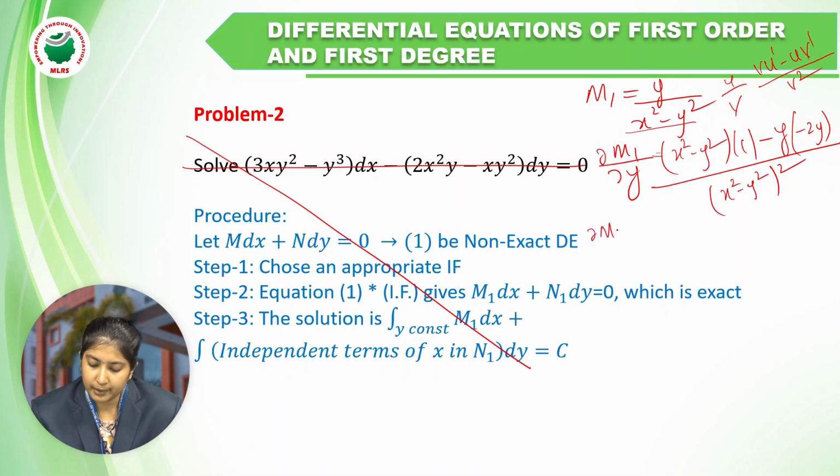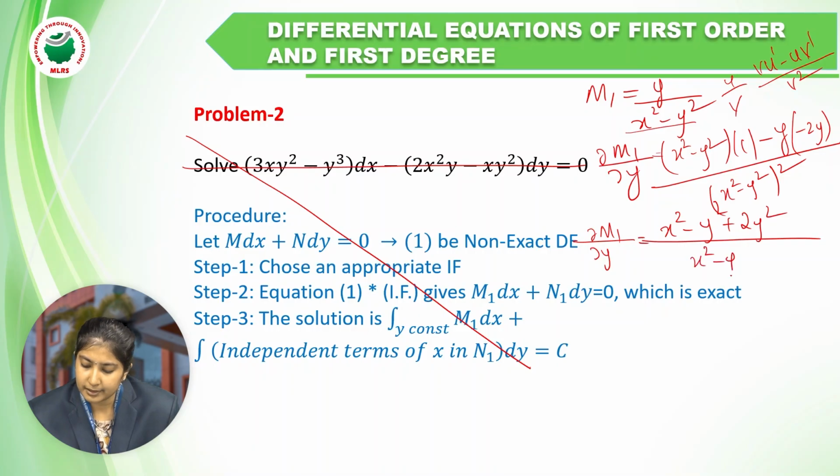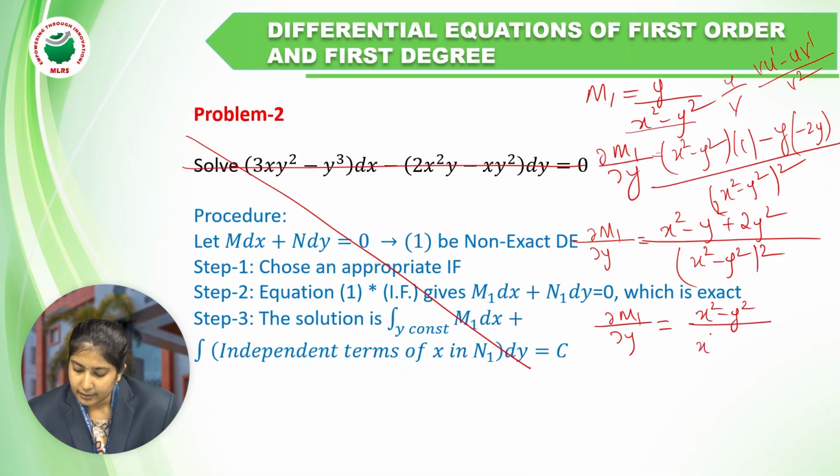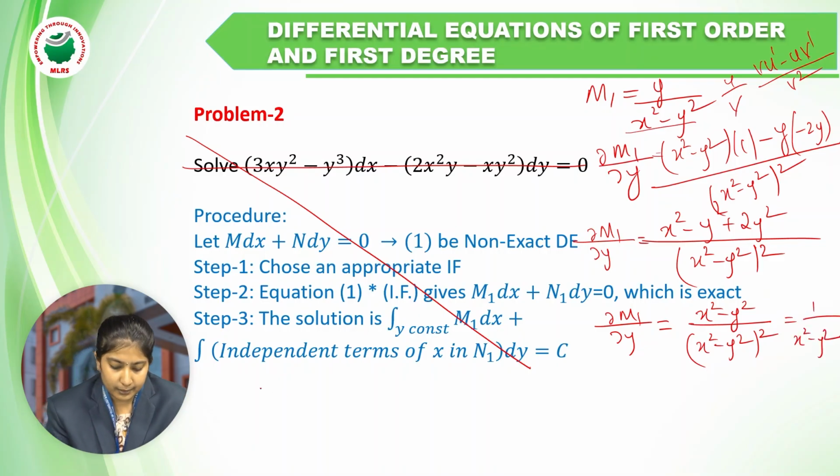So what I am getting, dou M1 by dou y is equal to (x square minus y square, plus 2y square) by (x square minus y square) whole square. So dou M1 by dou y is equal to what? x square plus y square by (x square minus y square) whole square. This is my dou M1 by dou y. Now let us check with dou N1 by dou x.